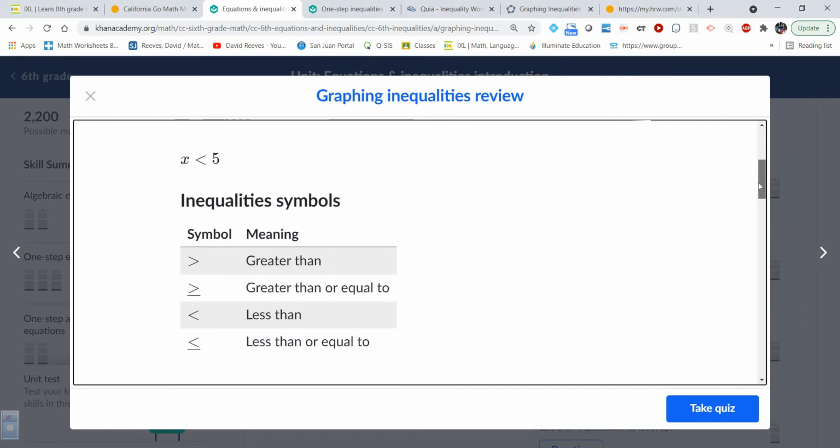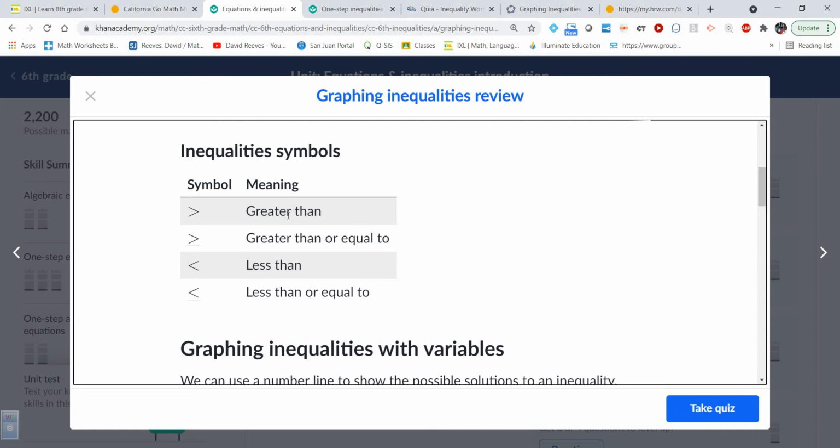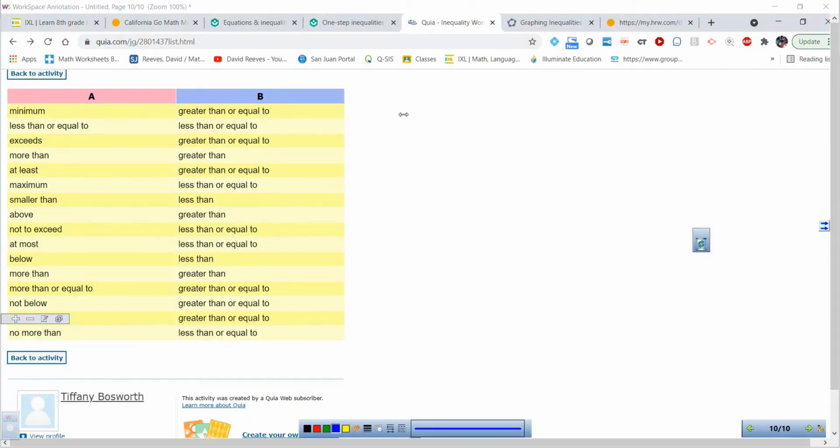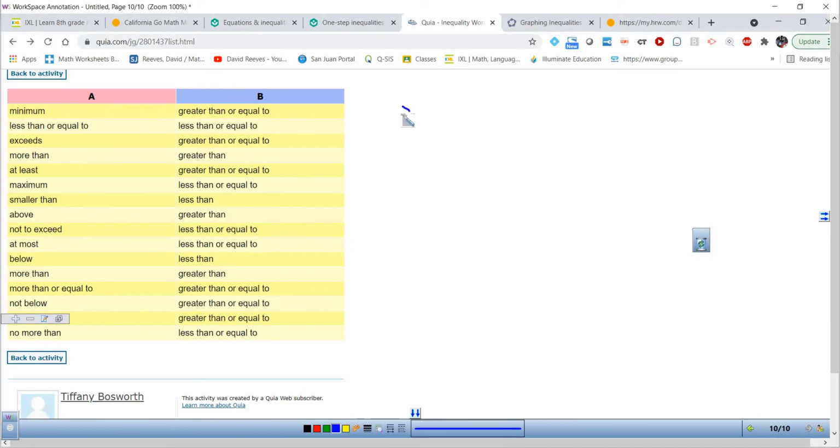Those are the symbols, but one of the things you should know is there are many other words that we use besides greater than or equal to, less than or equal to. These are ones you're going to want to familiarize yourself with, because you are going to be asked to not just solve them, but to write them. So I've got this site right here that has a whole bunch of them. Let's start first by looking for words that mean greater than.